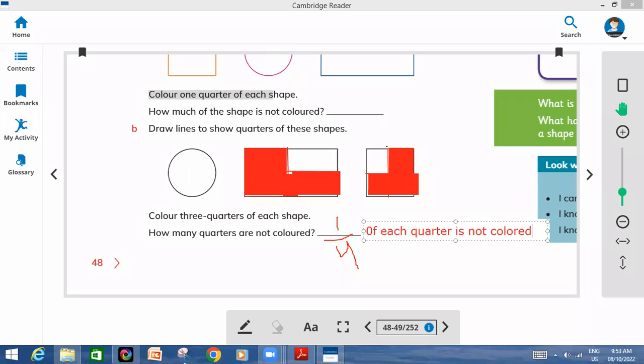So that is all from unit 2.3, lesson 2.3. In the next class, we are going to solve check your progress, and then we are going to start our new unit, that is unit 3.